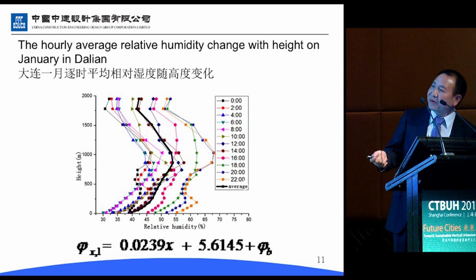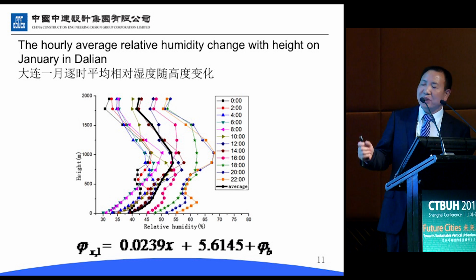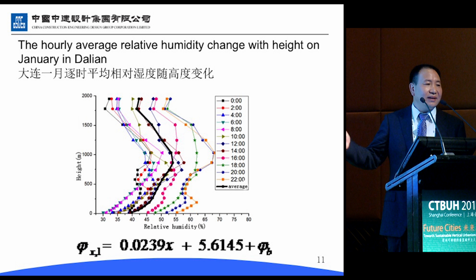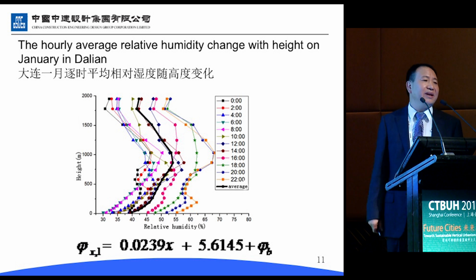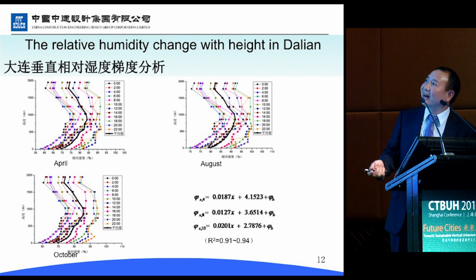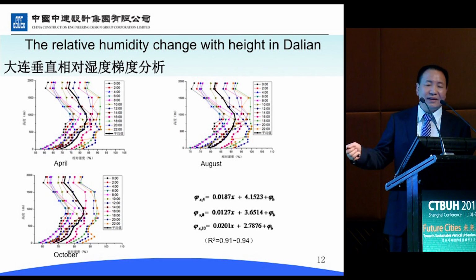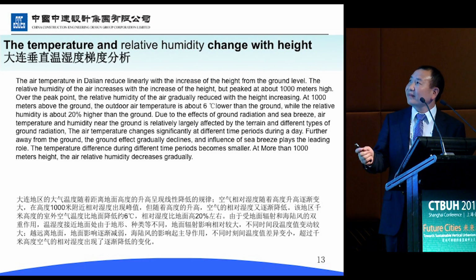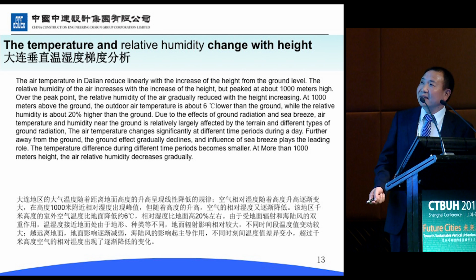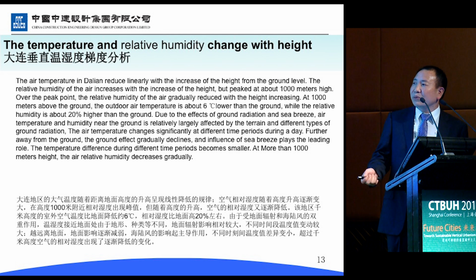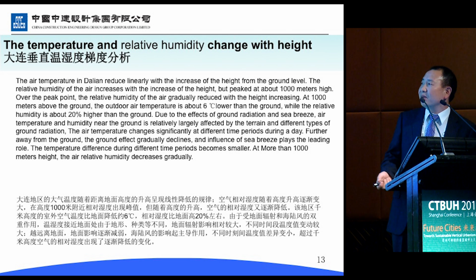Now, go back to the previous. The relative humidity remains at about 50%. So it's relatively dry at the ground level. As you go up, it's a comfortable zone. But in the summertime, it's a different story. So this is the temperature and the relative humidity change with height.